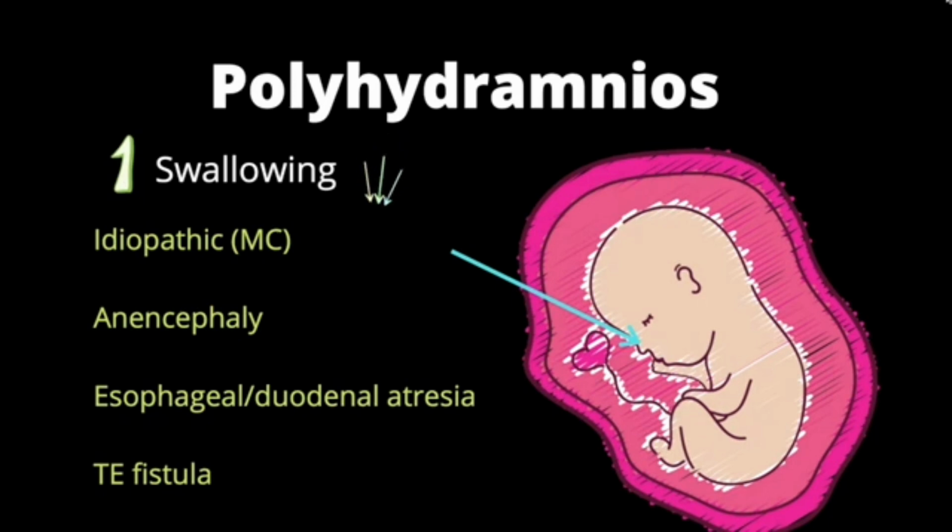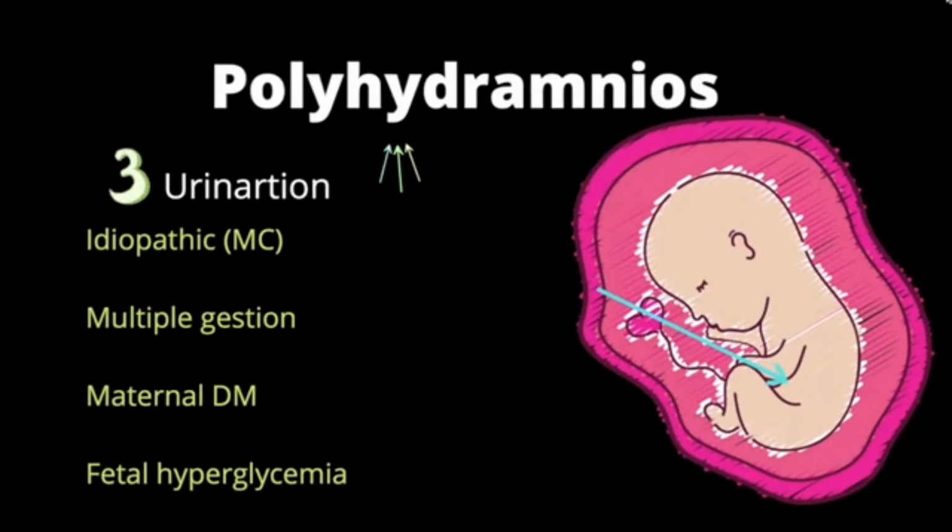And the next factor that contributes to polyhydramnios is urination, specifically increased urination. So this includes multiple gestation. So 2 babies equals double the P, so that's more P. And maternal diabetes mellitus. This is because the hyperglycemic state triggers an osmotic diuresis in the fetus, so they produce even more urine.